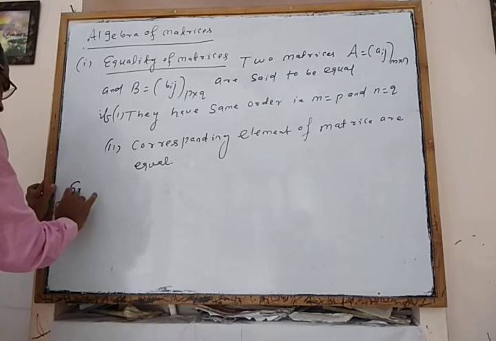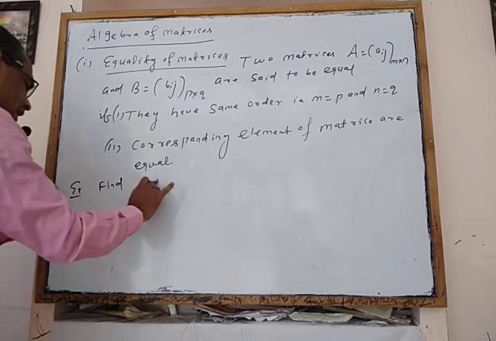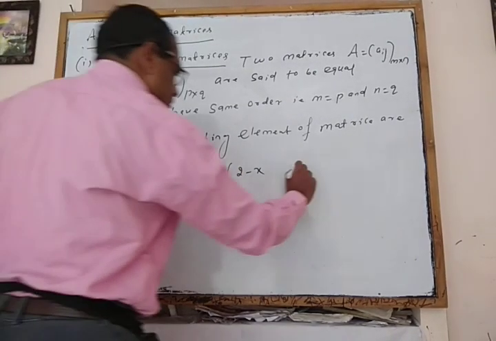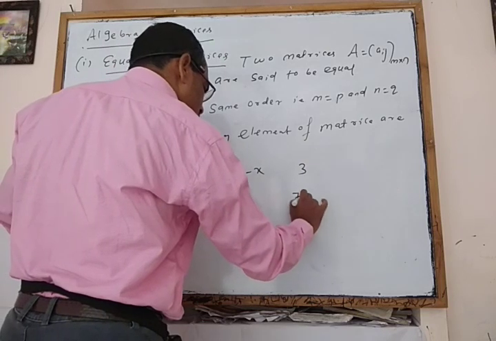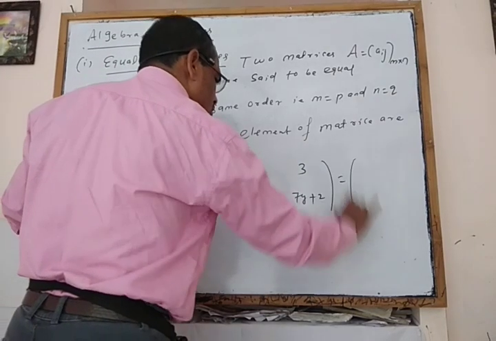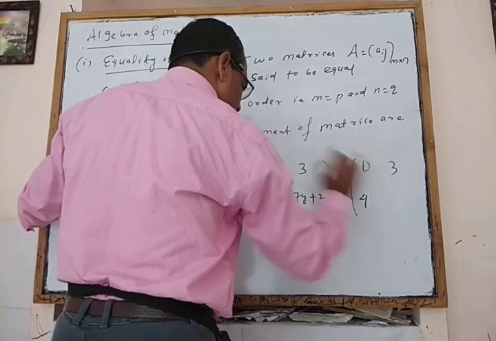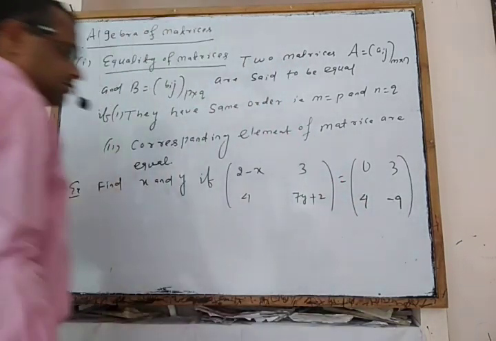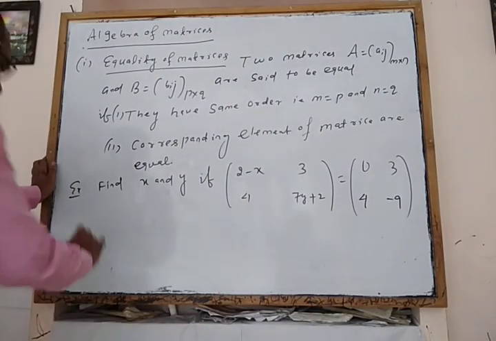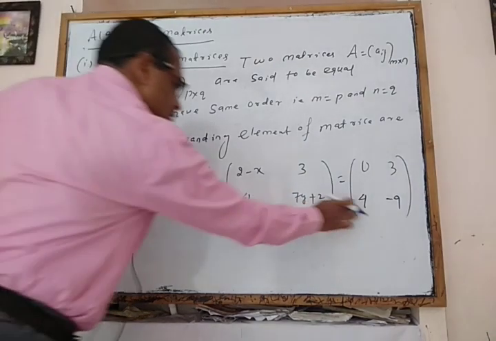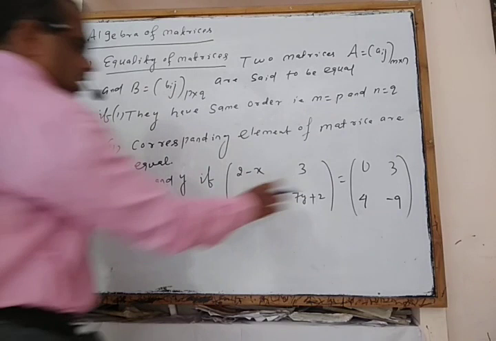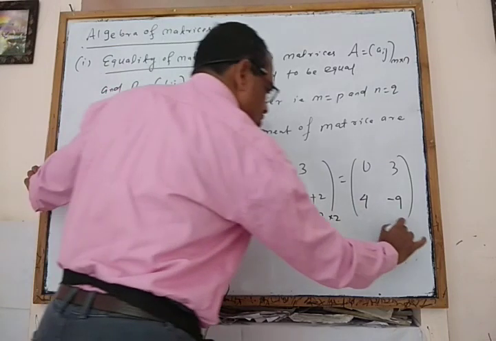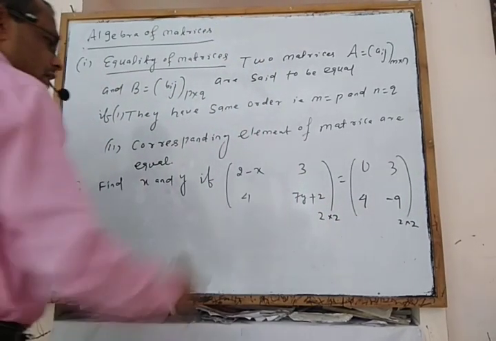For example, find x and y if the matrix 2 - x, 3, 4, 7y + 2 is equal to 0, 3, 4, -9. So, answer: if these two matrices are equal, then what will be the values of x and y? The order of the first matrix is 2 cross 2 and the second matrix is also 2 cross 2. So the orders are equal.